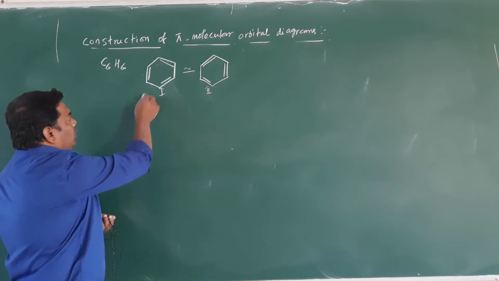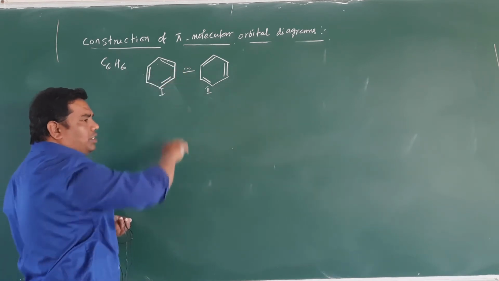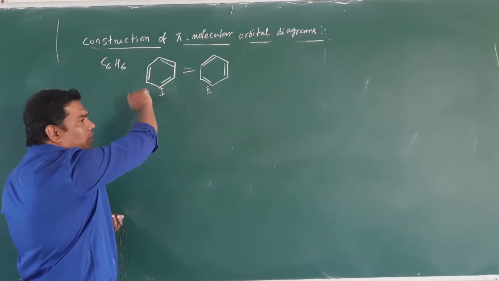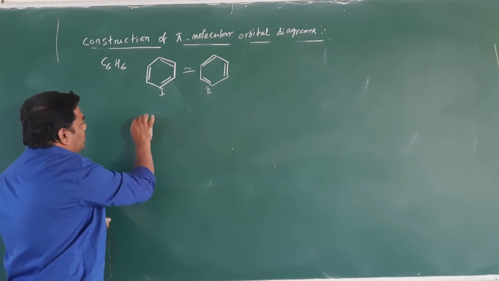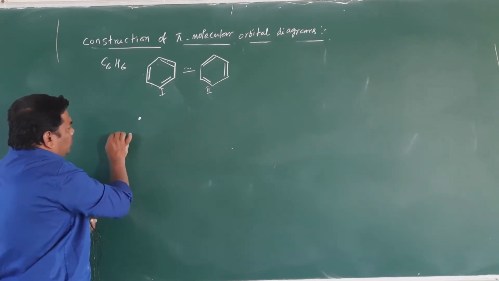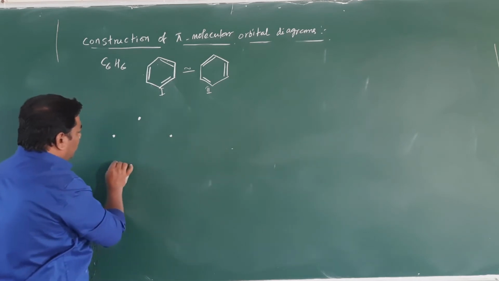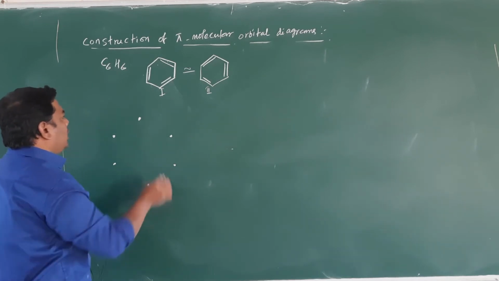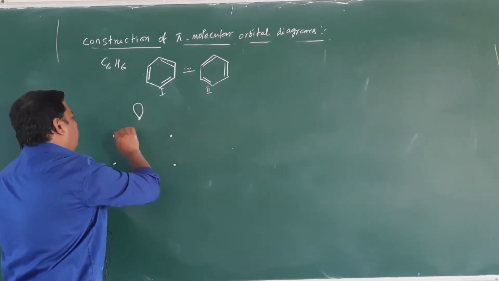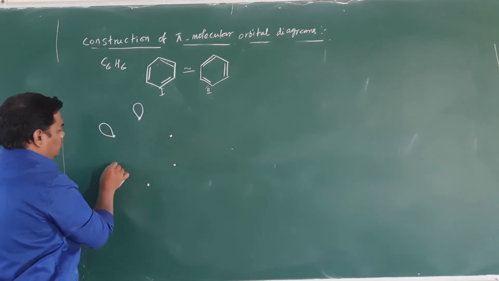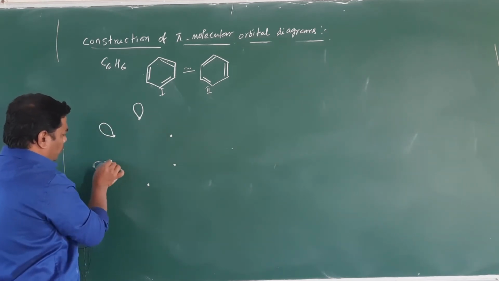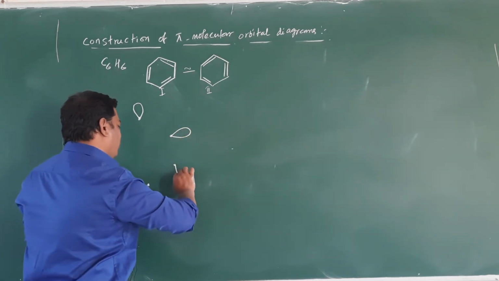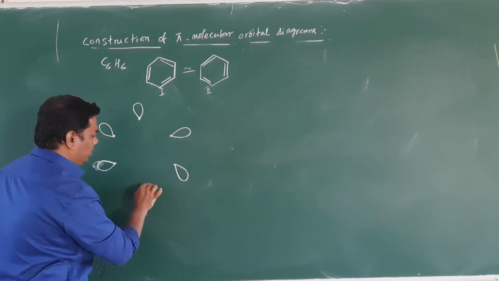Here we know each and every carbon has sp2 hybridization, already we know very well. Here I will write the orbital diagram of the benzene molecule. This is carbon atom 1, 2, 3, 4, 5, 6. So there are 6 carbon atoms. Here lobe, 2, here lobe, here you can see, this is the lobe.